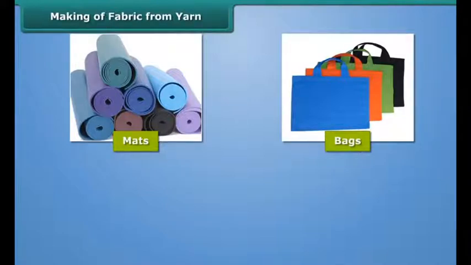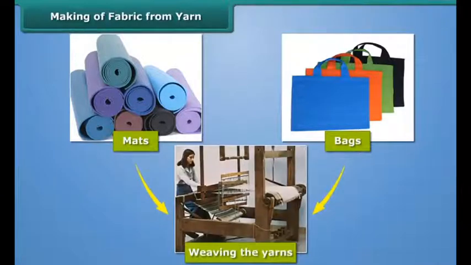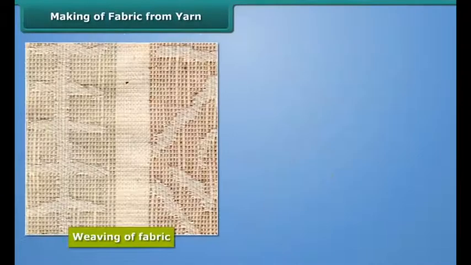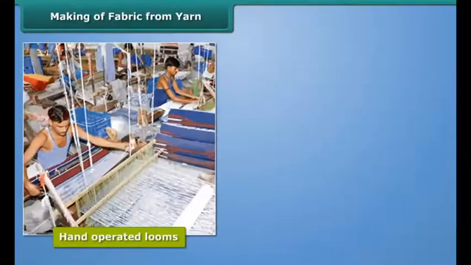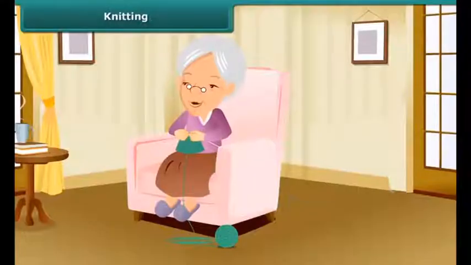Do you know about the charkha? It was very popular during the independence movement. Drag the correct option in the suitable box. Making of fabric from yarn. Children, now let us know how fabric is made from yarn. Fabric is made by weaving and knitting the yarns. Let us know how they are made.